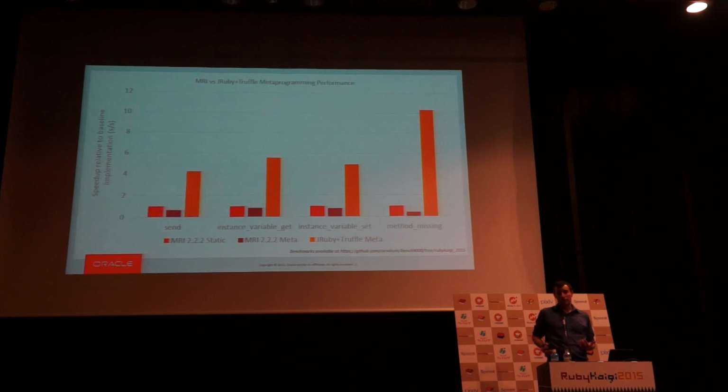Just to demonstrate that I didn't do some kind of trickery here, because I could make them match quite well if I didn't really optimize anything, I've compared the performance of MRI's static dispatch and metaprogramming against running the same code with JRuby+Truffle's metaprogramming. And what you can see is for method dispatch, we're about 4 times as fast. For the instance variable operations, we're about 5 times as fast. And for the method missing case, about 10 times as fast.